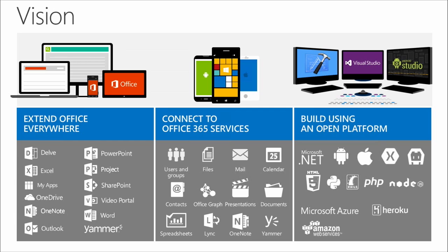Every time. So it really falls on 3 different pillars. We've got extending Office everywhere, connecting to the Office 365 services, and then building using an open platform. The idea on extending Office everywhere is being able to leverage Office and all the powers of Office 365 throughout all the different tools and products that they give us, between Outlook and Word to the server-based products in 365 like Yammer and SharePoint. Everywhere that we're used to doing all of our work, we want to be able to take advantage of all of this stuff as an Office developer.